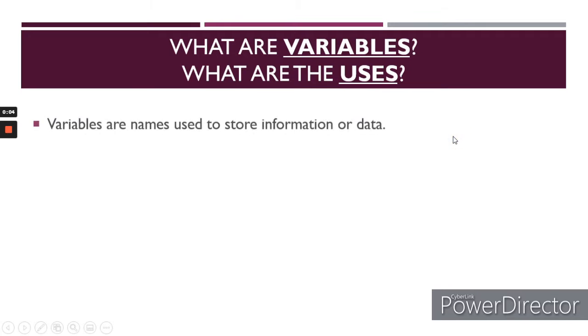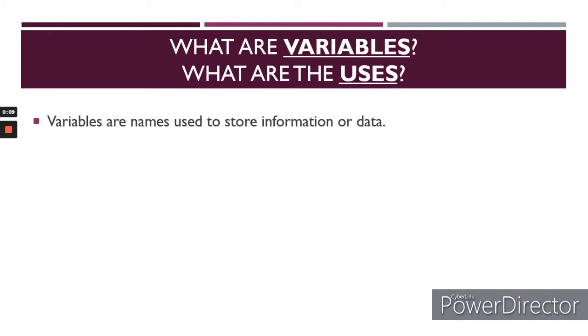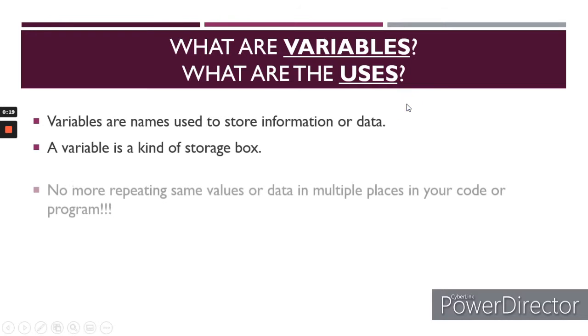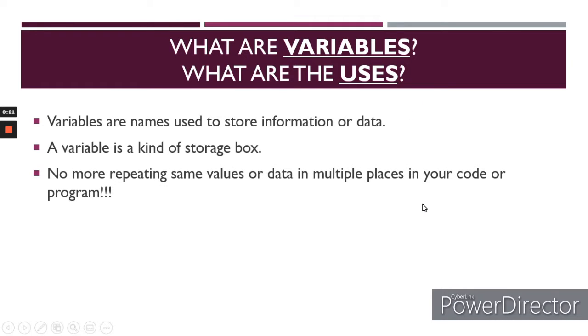So variables are names used to store information or data. A variable is a kind of storage box. So whenever you want to work with the information, you access it using a variable. So instead of repeating these values in multiple places in your code, the variable holds the results of a calculation, database calls, results of a database inquiry or other value.